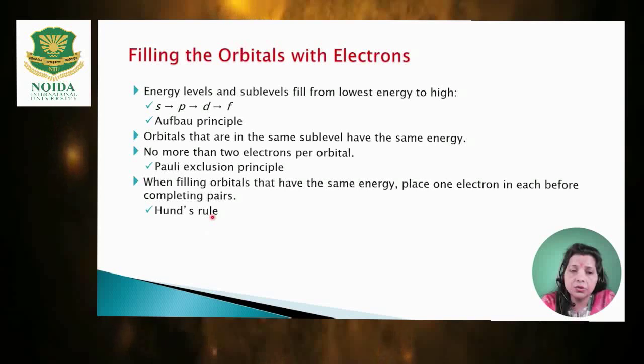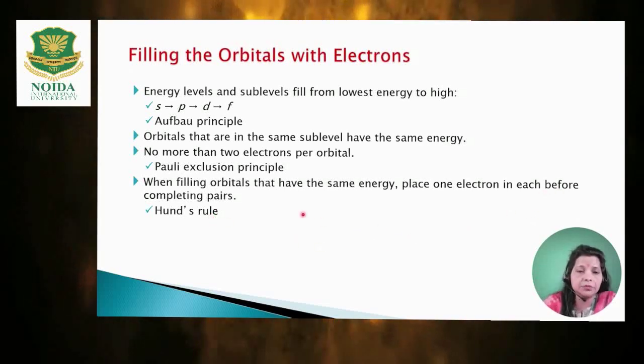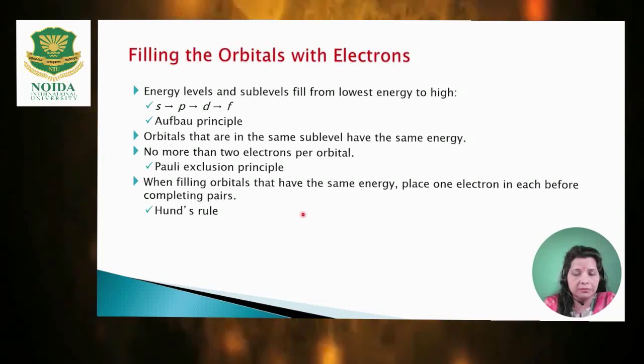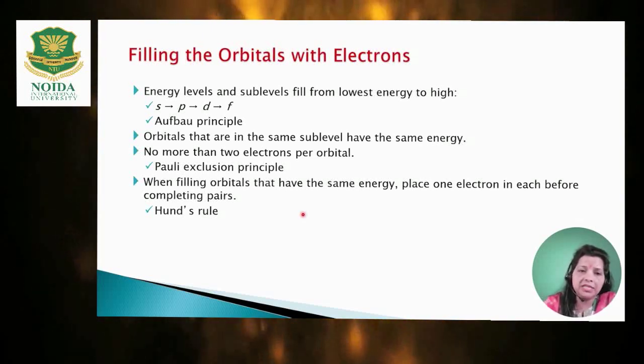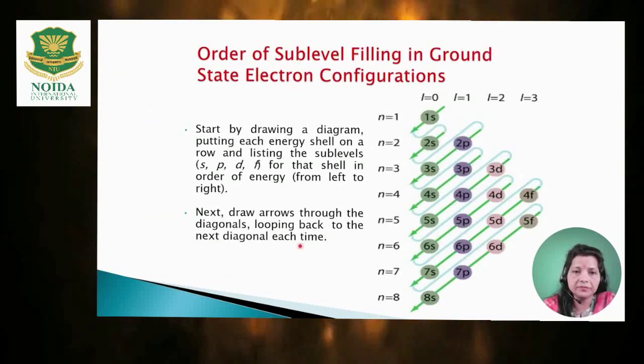Now the third one is Hund's rule. It says that when filling orbitals that have the same energy, place one electron in each before completing pairs. If, suppose, you have 4 electrons in the 2p orbital, then the first goes in 2px, the second in 2py, the third in 2pz, and the fourth comes to pair with 2px. Now 2px has one complete pair, then one each in py and pz, right? So all these three principles are very important while doing the electronic configuration.